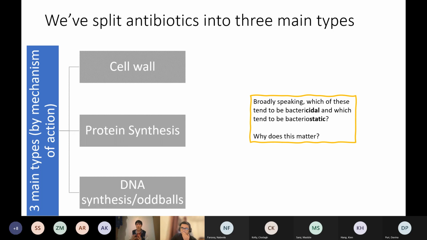To start, can anyone tell me the difference between bactericidal antibiotics and bacteriostatic? And for bonus points, why is this clinically relevant? Also, the clue is kind of in the name. If you're struggling, static versus sidal.